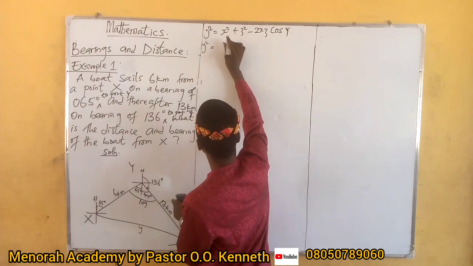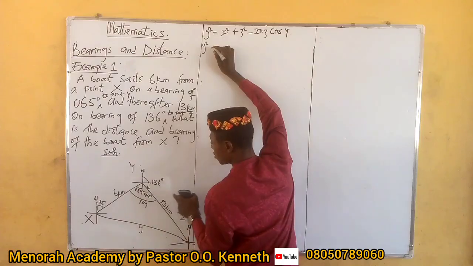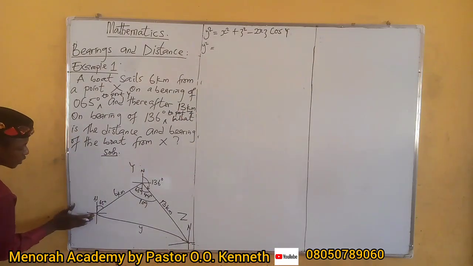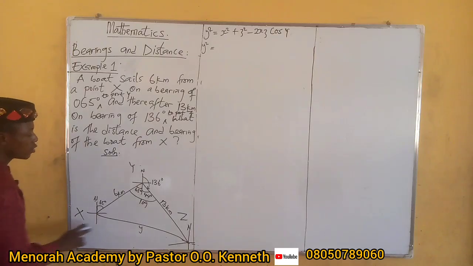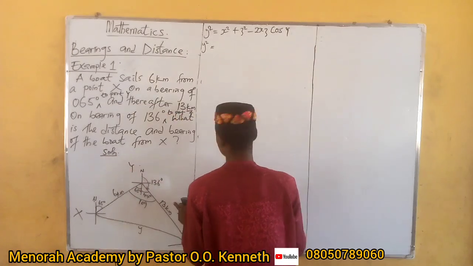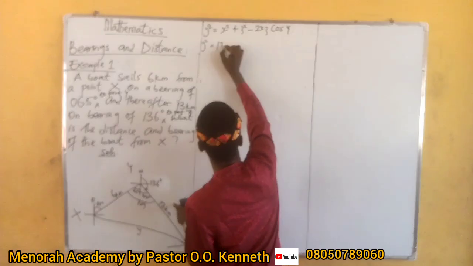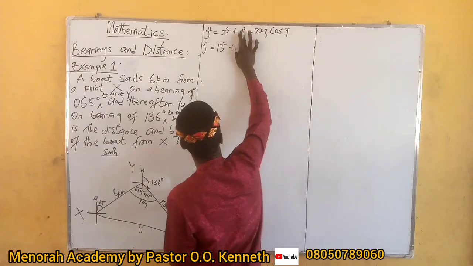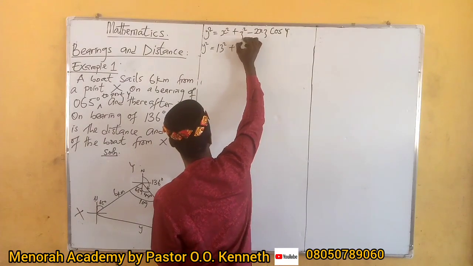X is now 13. That is the direct opposite of this x. Let me clean it so that I'll pull it out for you to see. This is the x side, the direct opposite of x, which is 13. It's going to be 13 squared, then plus z. This is not 3, this is my z, small letter z.